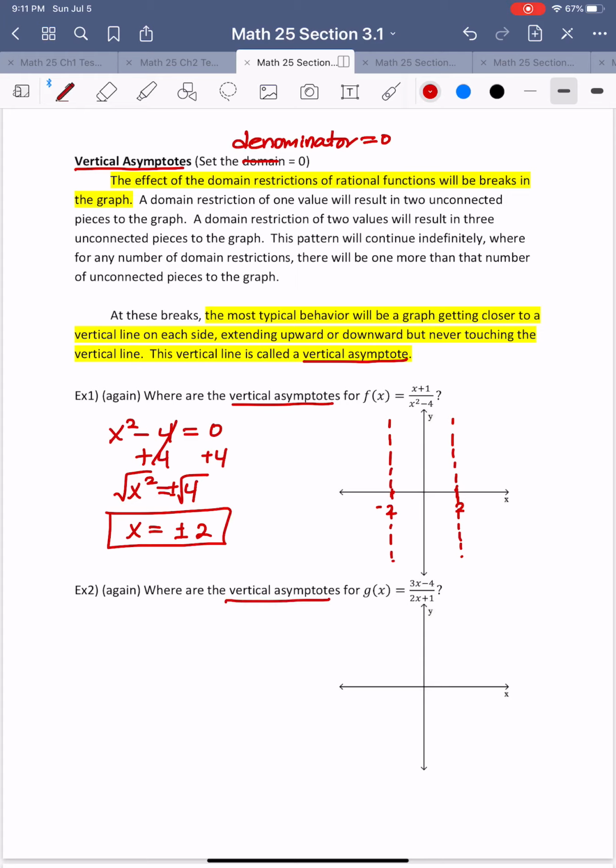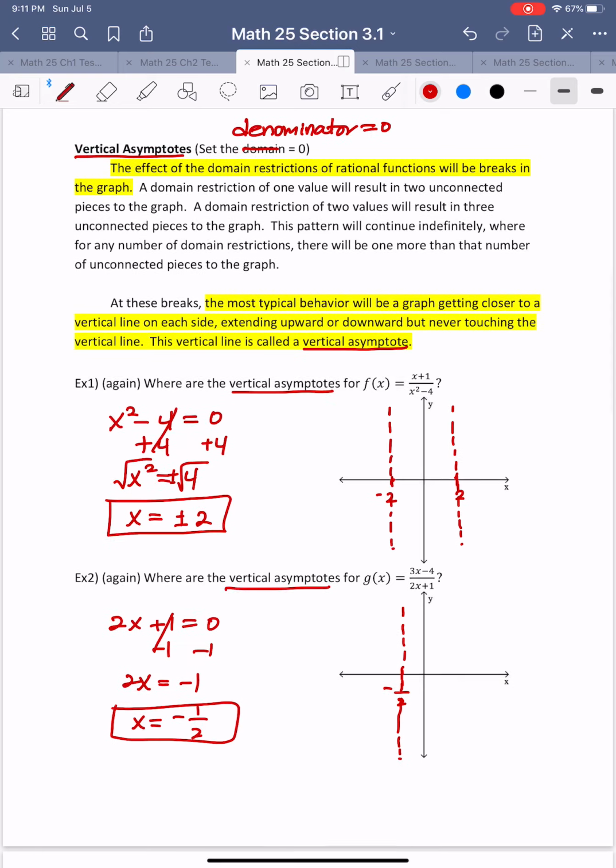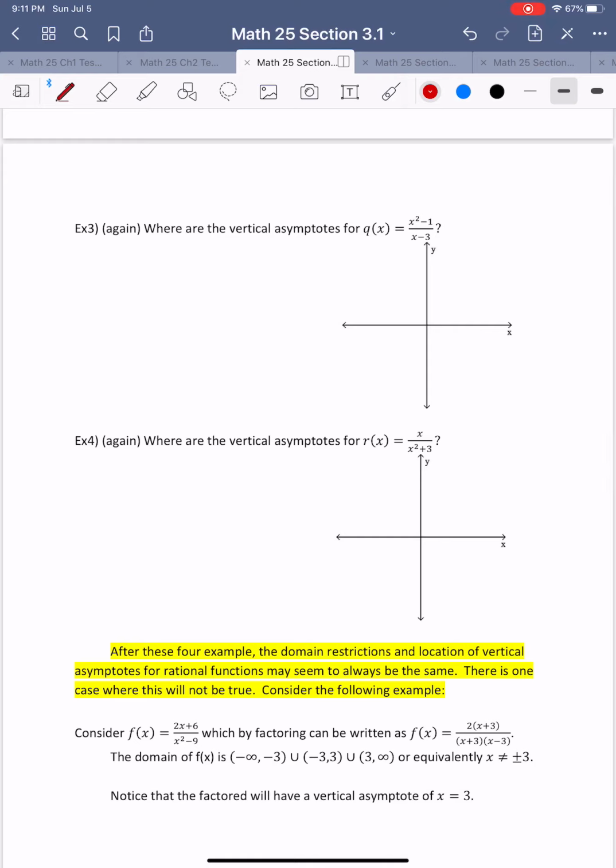Example 2. Now we have a vertical asymptote, so set 2x plus 1 equal to 0, and solve for x. So 2x equals negative 1, divided by 2. So this one has only one vertical asymptote, which is negative 1/2 here. Okay, let's look at example 3. Where are the vertical asymptotes for that? The denominator is x minus 3 equal to 0, plus 3 to both sides, x equals 3. So this is the vertical asymptote, which means x equals 3 is about here.